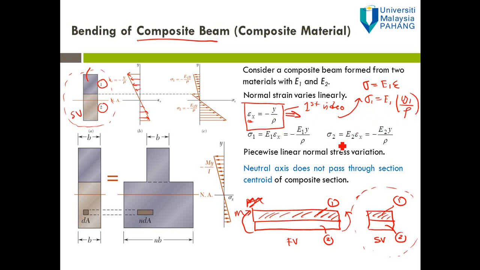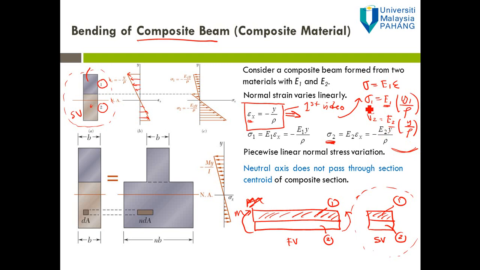Same thing for the stress of material 2. The stress for material 2 is equal to E2 times strain, and you can replace the strain with y over rho. So sigma 2 is equal to E2 y over rho. Rho is the curvature, and the curvature is constant. Y is constant at the same location. So the only difference is E.